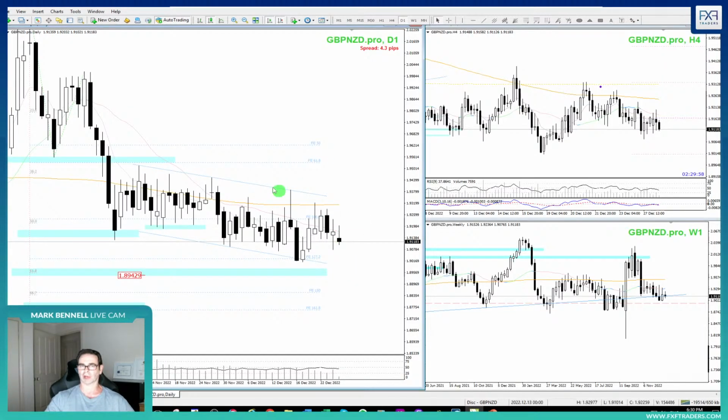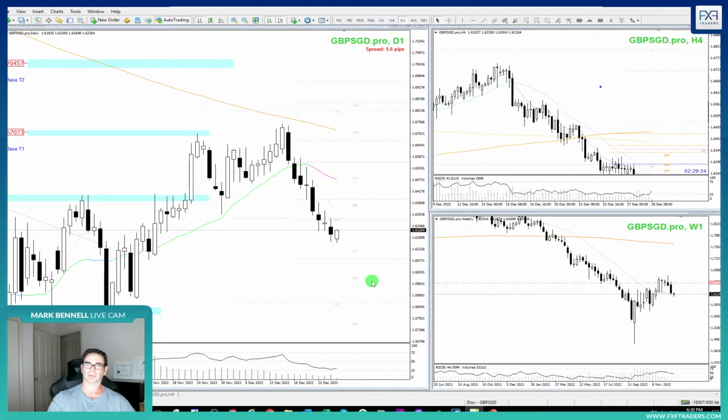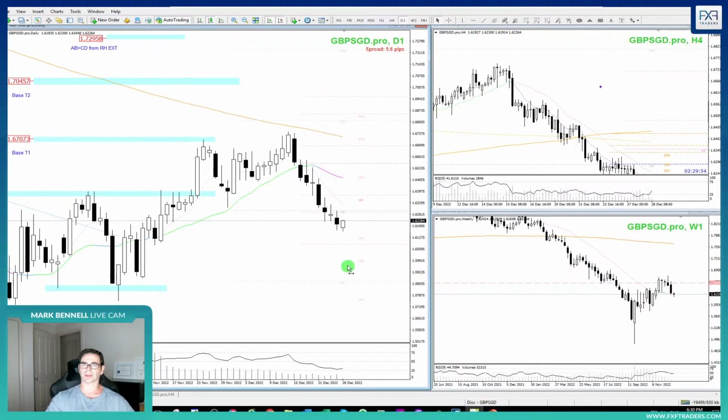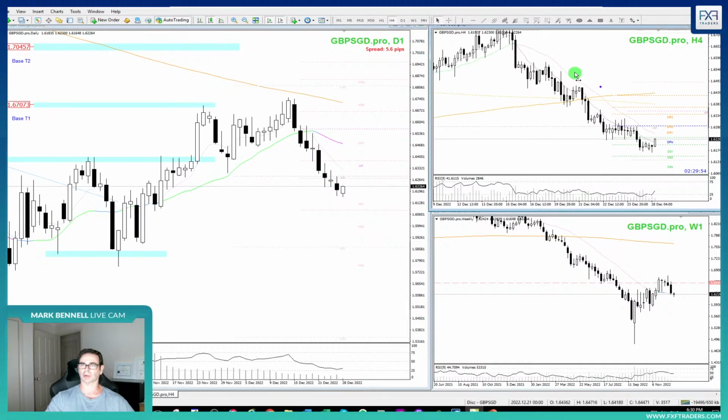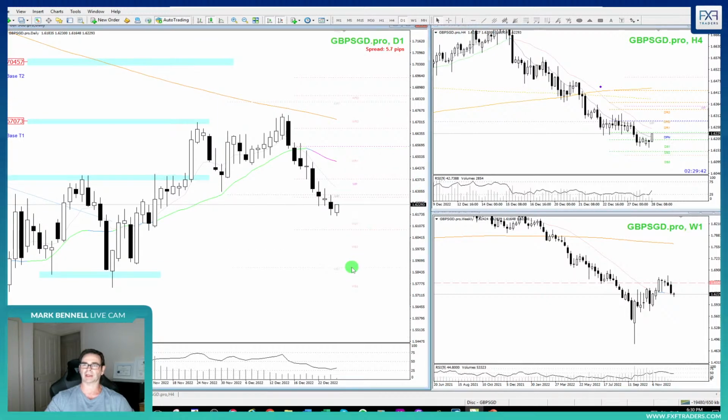Pound New Zealand, straight off. Look, it's just in this chop. Pound Singapore. Yeah, this is very similar to Euro Singapore, giving us a bit of a snapshot, isn't it? Yeah, nothing yet. A little bit of potential reversal perhaps in play.